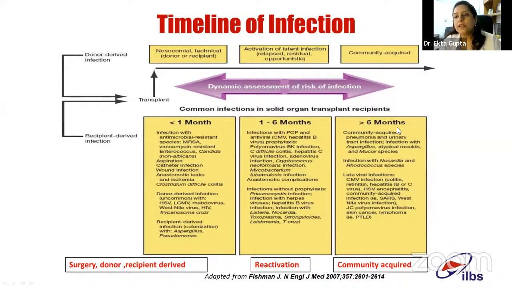They go out in the community, they start mingling. So the community acquired infections are the key for more than 6 months. So understanding which phase your patient has come for a test is very, very important to lead to a diagnosis of infection.